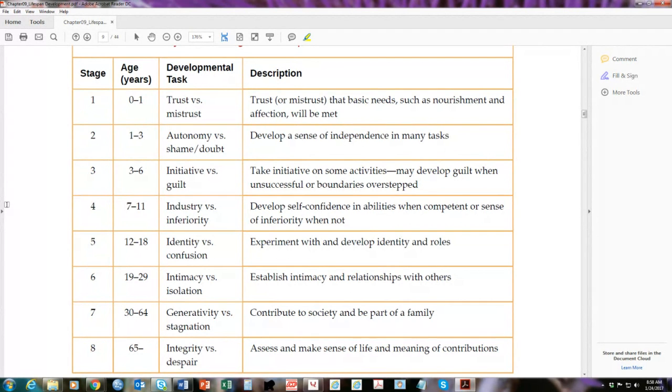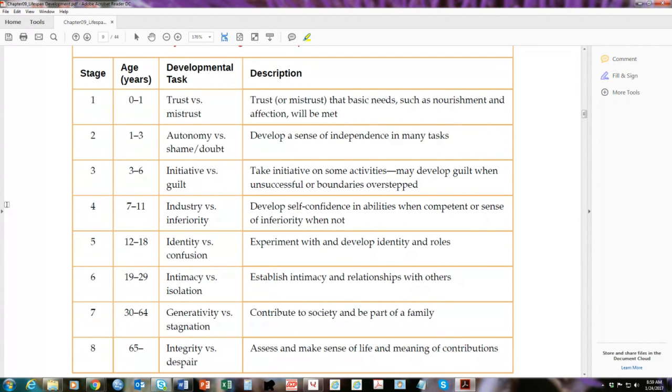So for example, in stage 1, trust versus mistrust, you can think of children, infants. So it's age 0 to 1. Infants who have their needs met consistently and in a caring way develop trust. And infants who don't have their needs met consistently in a caring way become mistrustful. And this is a pattern, according to Erikson, that can persist for the rest of a person's life. Just basic trust versus mistrust.